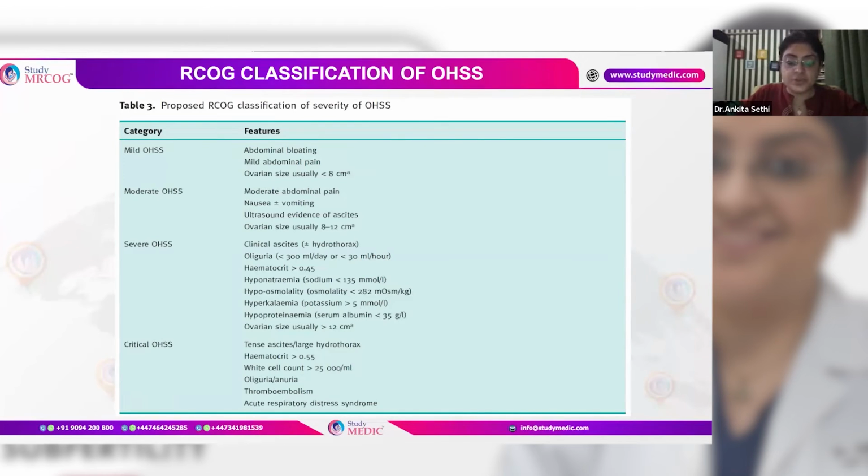than 12 centimeter cube. Critical OHSS: there'll be tense ascites, large hydrothorax, hematocrit of more than 0.55, white cell count of more than 25,000 per ml, there'll be oliguria, anuria, thromboembolism, or acute respiratory distress syndrome. This will be called critical OHSS.